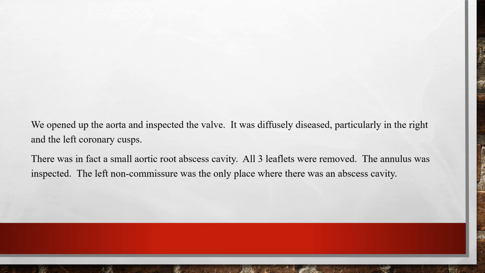and so they opened up the aorta and inspected the valve. It was diffusely diseased, particularly in the right and left coronary cusps. There was a small aortic root abscess, despite that transthoracic echo and transesophageal echo were not able to show it. And so all three leaflets... most likely the valve was distorted, actually a tri-leaflet valve rather than a bi-leaflet aortic valve.